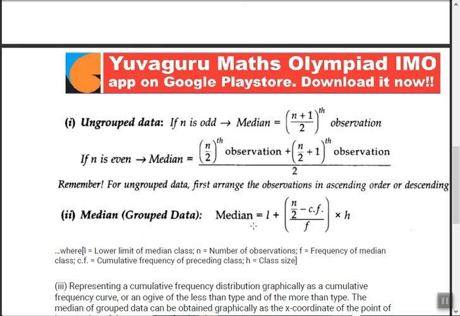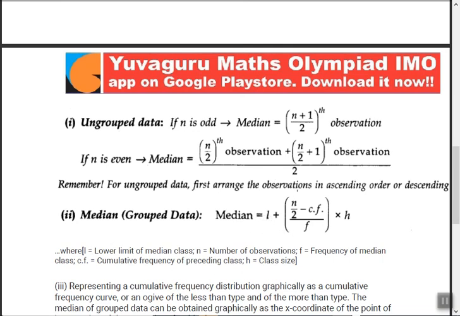Grouped means this formula. Median equals L plus (n upon 2 minus CF) upon F into H. Now what is grouped and ungrouped? In simple layman's language, anywhere the frequency is given and the interval is given, that is grouped. Where the interval is not given and we directly get that x, that is ungrouped. Simple, right? So now again use the same formula.